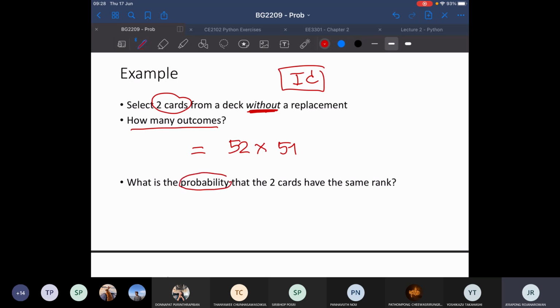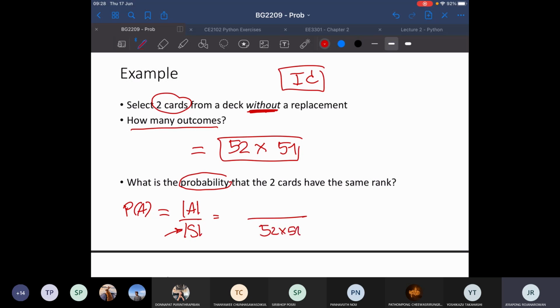Next, I'm asking the probability, therefore it's gonna be probability of, let's say, A, is the number of elements in A divided by number of elements in S, right? And over here we already compute, which is this guy, right? So it's going to be 52 by 51.